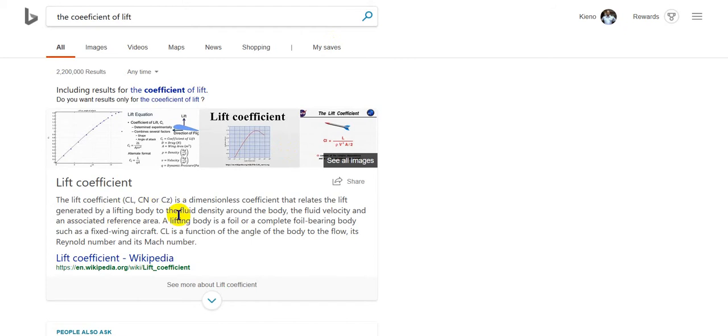The coefficient of lift is a dimensionless coefficient that relates to the lift generated by a lifting body to the fluid density around the body, the fluid velocity, and associated reference area. A lifting body is a foil or complete foil bearing body, such as a fixed wing aircraft. CL, or coefficient of lift, is a function of the angle of the body to the flow, its Reynolds number, and its Mach number. So basically, I know that was a mouthful.